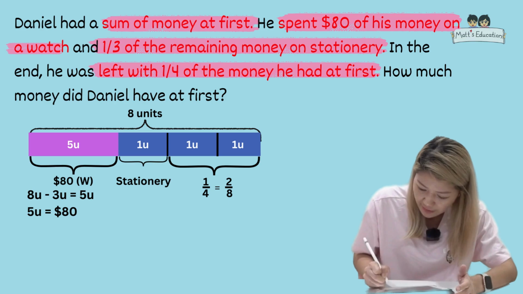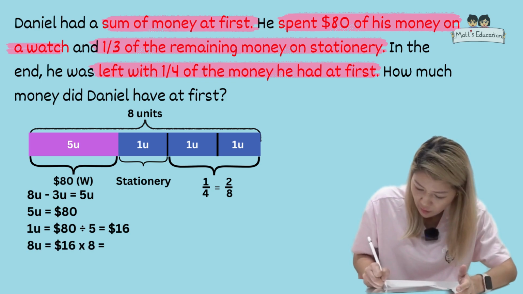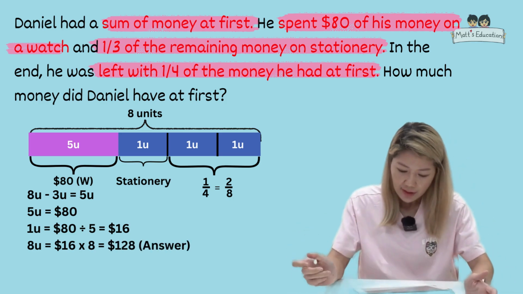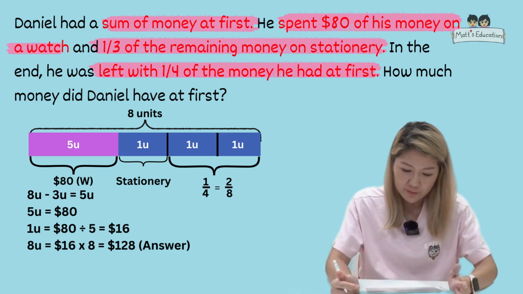And 1 unit will be 80 divided by 5. That will make $16. And since the whole has 8 units, which represent how much he had at first, 16 times 8 will make $128. And that will be the answer to this question.